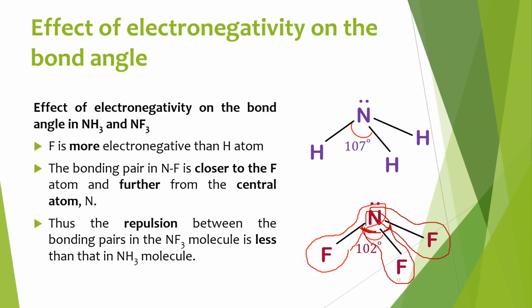But for N and H, the electron cloud will be favored toward the nitrogen because nitrogen is more electronegative. So this is the electron cloud for the NH bond. As you can see, most of the electron cloud is located at the center. So that will result in more repulsion between the bonding pairs. So that's why the bond angle for NH3 is larger than NF3.